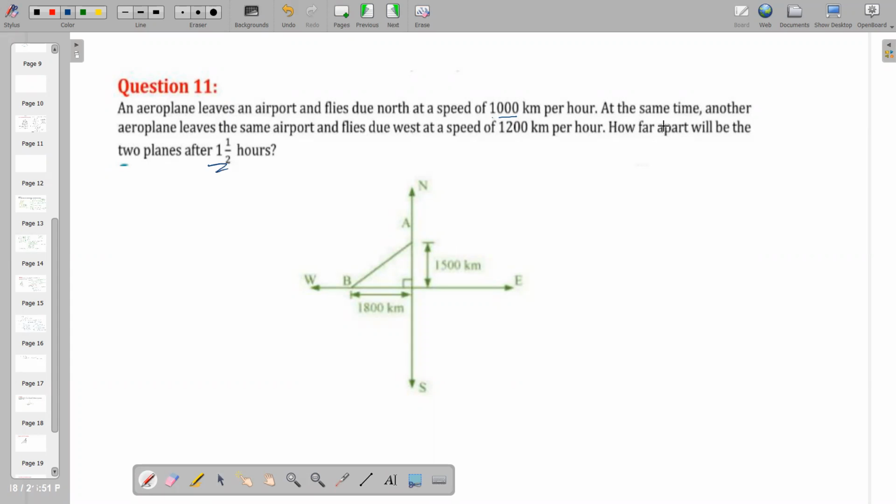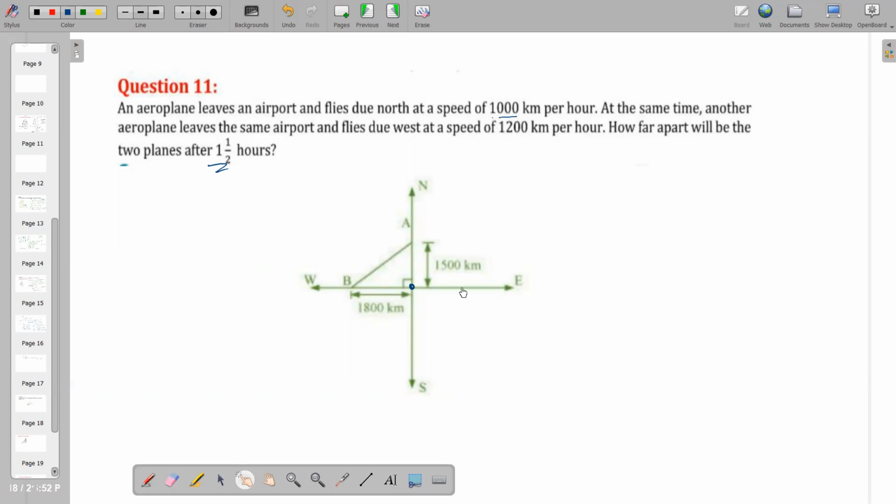And at the same time, another aeroplane leaves the same airport. That means we can consider this as the airport. One moves in this direction, towards north. The other one flies towards west. So both have different speeds. Therefore, definitely for the same 1.5 hours, the distances traveled by both should be different.